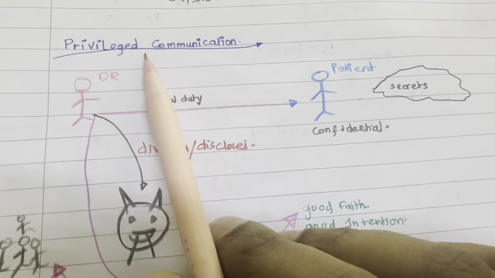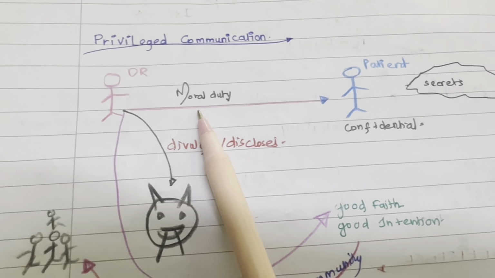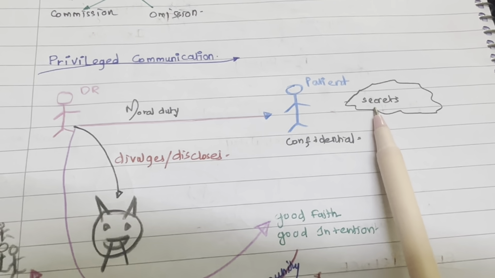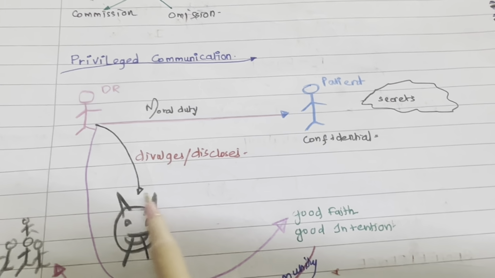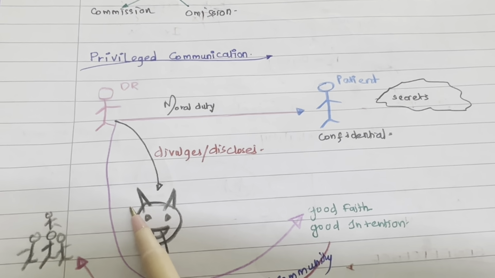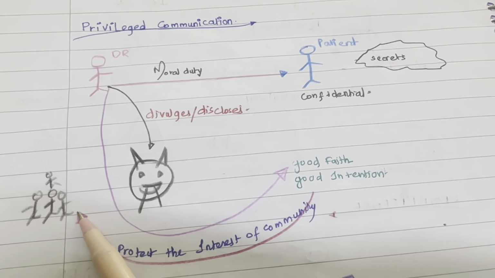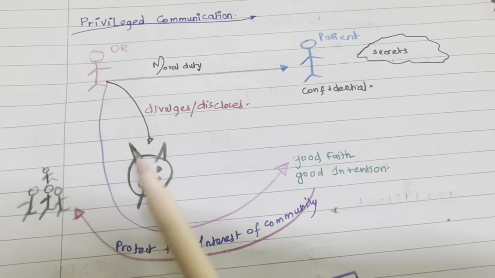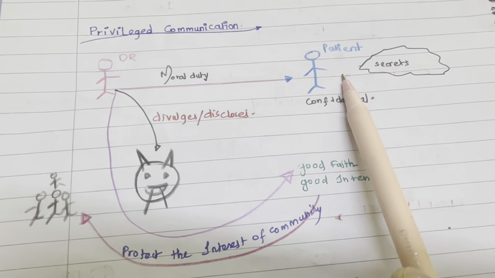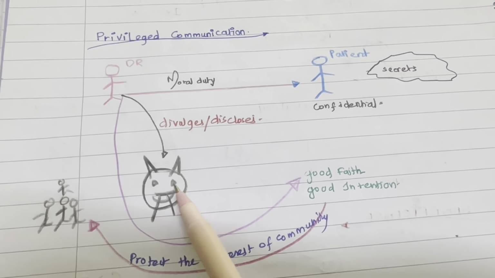Privileged communication. A doctor has a moral duty to keep the information of his patients secret or confidential, but sometimes the doctor communicates, divulges or discloses such information to the higher public authority without the patient's consent, especially when the patient's condition becomes a serious risk to the public or any other specific person.